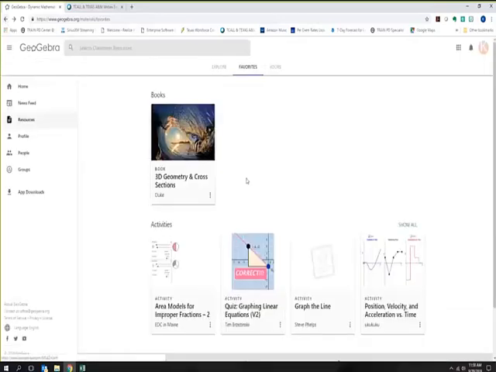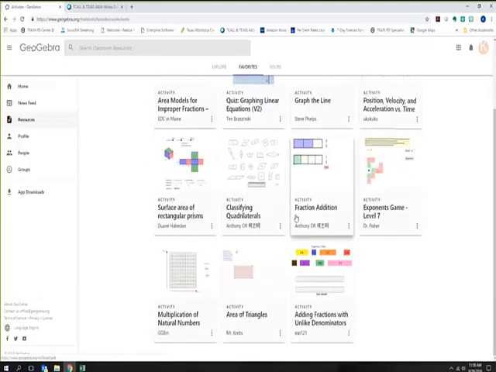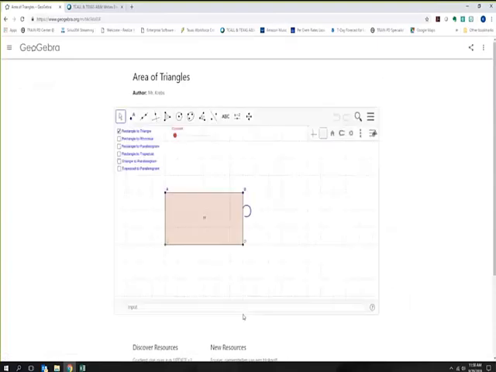Triangle to parallelogram. All right, so here's our triangle. Changing it to a parallelogram, and look at that, it just doubles it up.